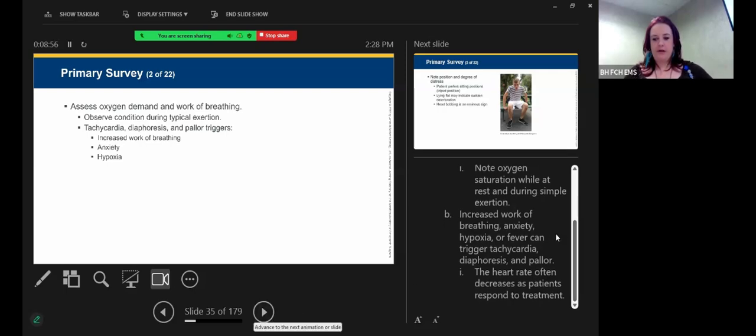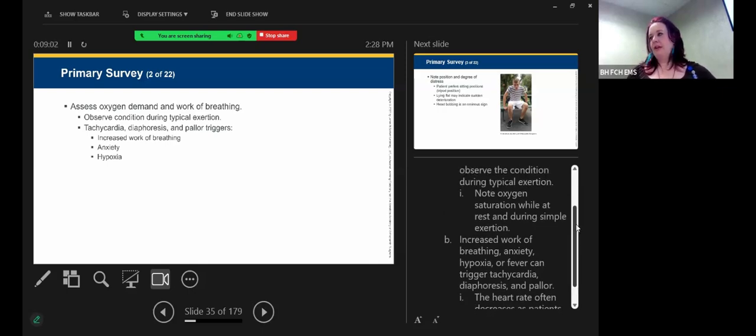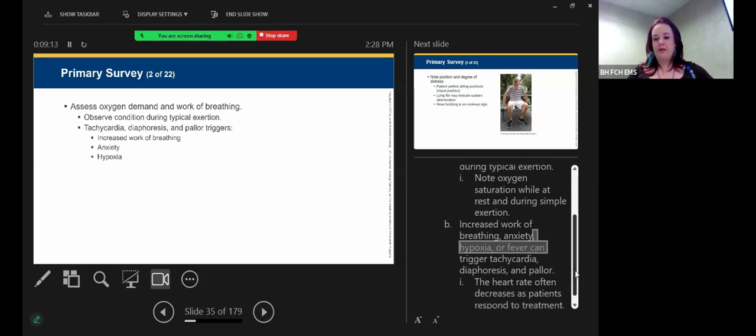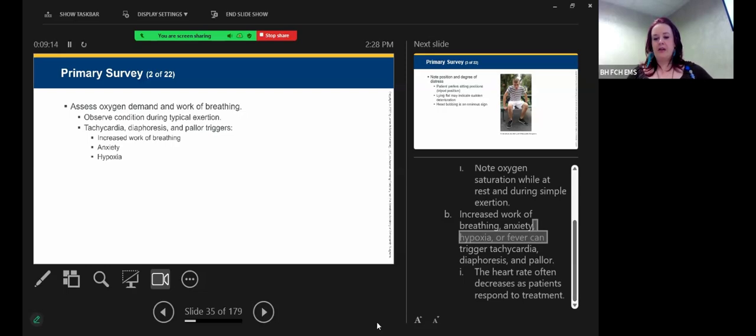All right, so in our assessment, we're going to note the O2 sat at rest and during simple exertion. We do that most commonly when we're getting them up from wherever they're sitting onto the cot, or if we actually have to carry them. Increased work of breathing, anxiety, hypoxia, or fever can trigger tachycardia, diaphoresis, and pallor. The heart rate often decreases as patients respond to treatment.